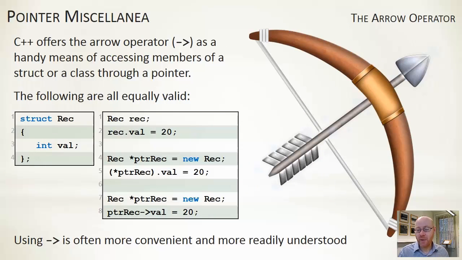Another miscellaneous aspect here ties into what's known as the arrow operator. This is quite a convenience that was put in for the use of pointers. So we can see an example over here where we are defining a struct called rec. So let's say a rectangle or whatever. And within that struct we have, in this case, only one value, but we could have a number of values. And you can see in the box to the right of that 3 different ways then we can access the val variable defined within our rec struct.